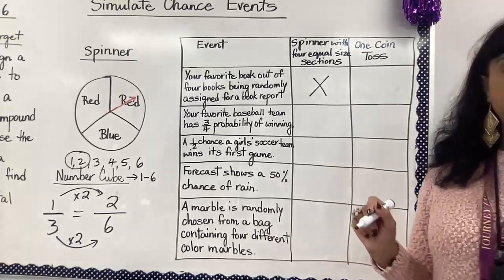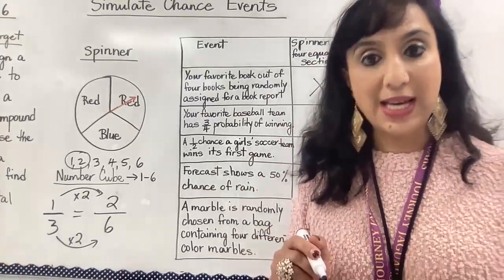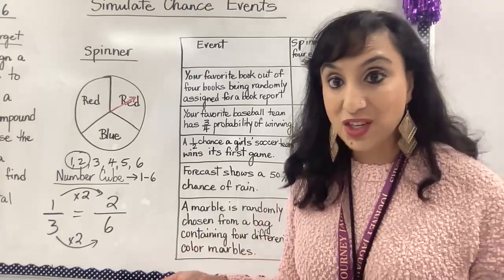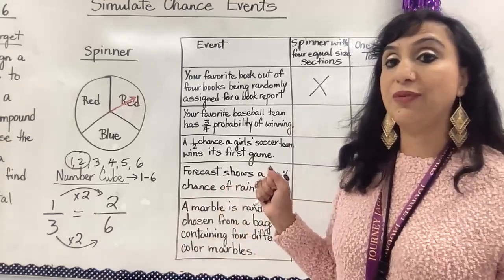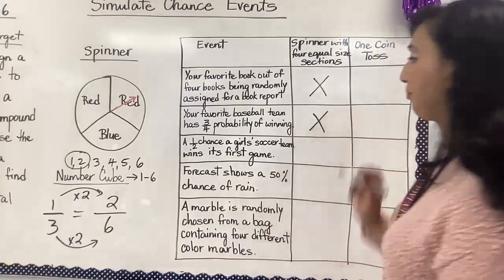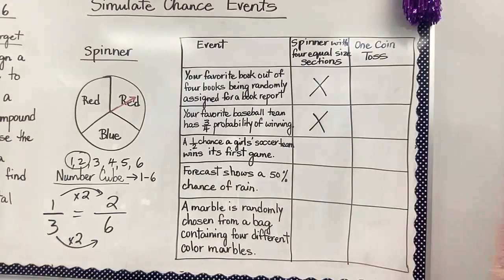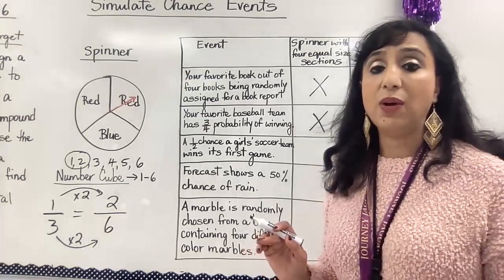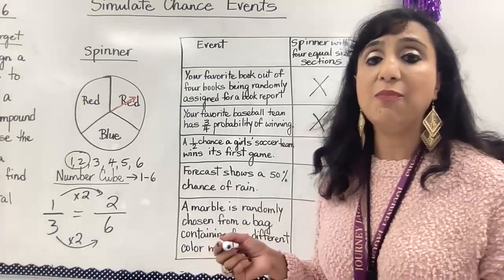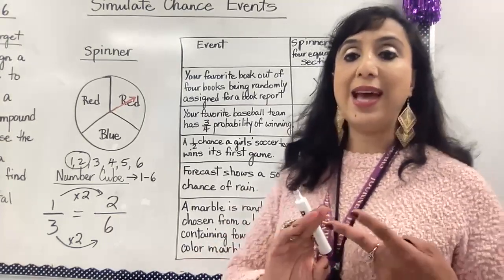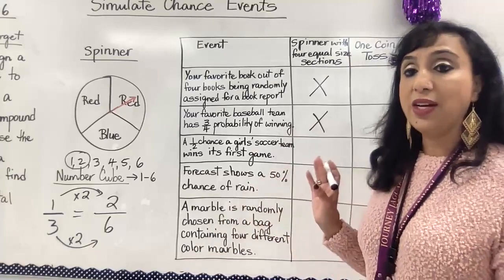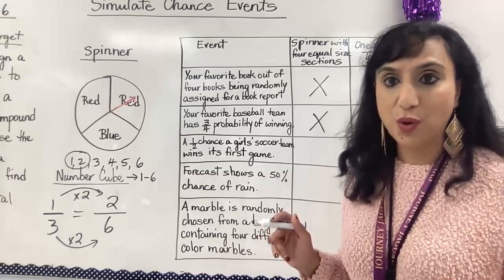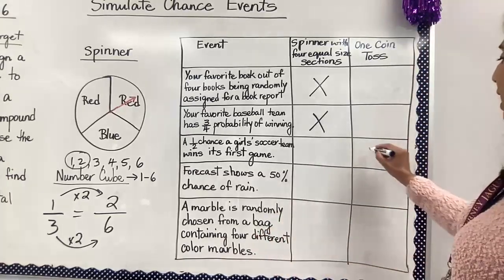Let's look at the second one. Your favorite baseball team has three out of four probability of winning. So we need four different sections, so we are definitely going to choose the spinner with four equal size sections in this case. All right, let's look at the next one. We have a 1/2 chance, a one out of two ratio chance, a girls soccer team wins its first game. Since there are two options, the coin toss would be great, because in a coin toss you have the probability of either heads or tails, so there are only two choices. Because of that, in this one I would use this for simulation.